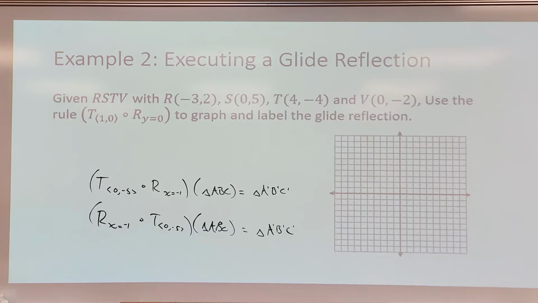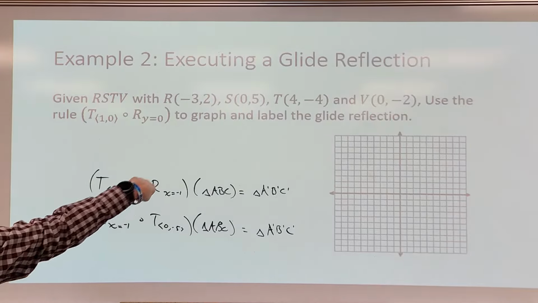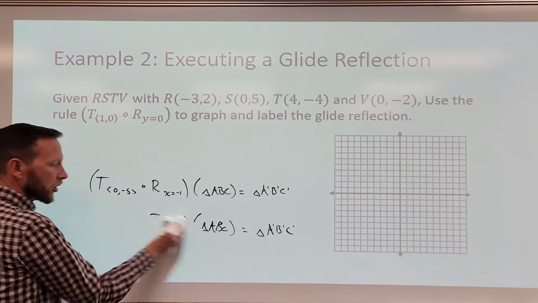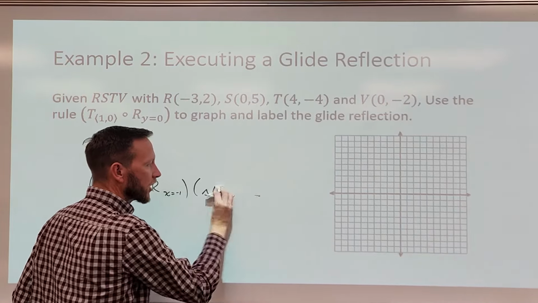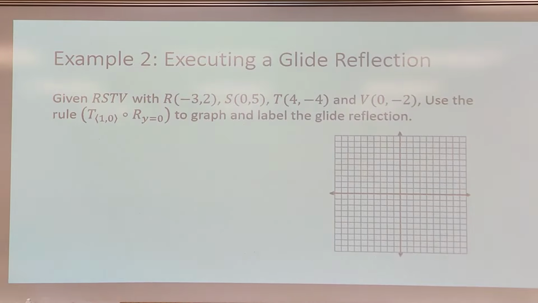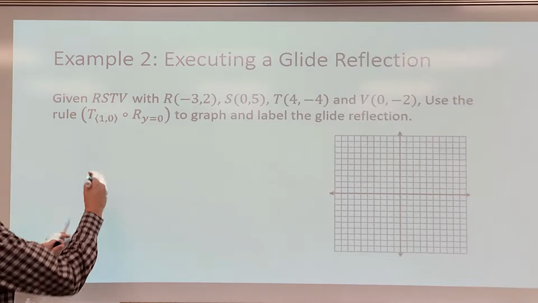All right, so let's go ahead and try to execute a glide reflection. What we did here is we actually did the hard part, which was writing the rule for our glide reflection, all right? That we understood that this was a translation of a reflection or a reflection of a translation. Now we're going to do the translation of the reflection of our STV.